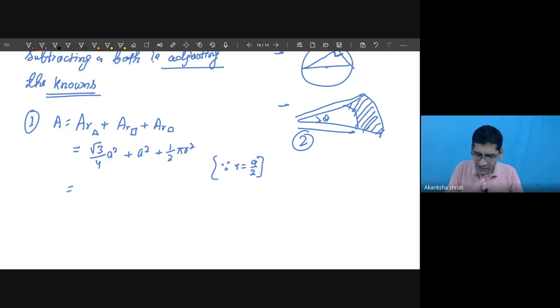So substitute it: root 3 by 4 a square plus half pi (a by 2) square. Student, this much manipulation and adjustment you have to do initially. Do not directly jump to calculating the area of the triangle, the area of the square, and then adding. At that time there is wastage of time.